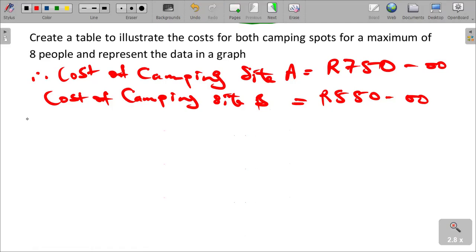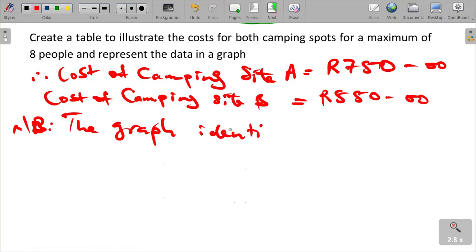The first thing I told you is that, in this case, this is a fixed relationship. This is an example of a fixed relationship. One thing that you should understand, NB: the graph identifies a fixed relationship. It's a fixed relationship that we are given in this case.